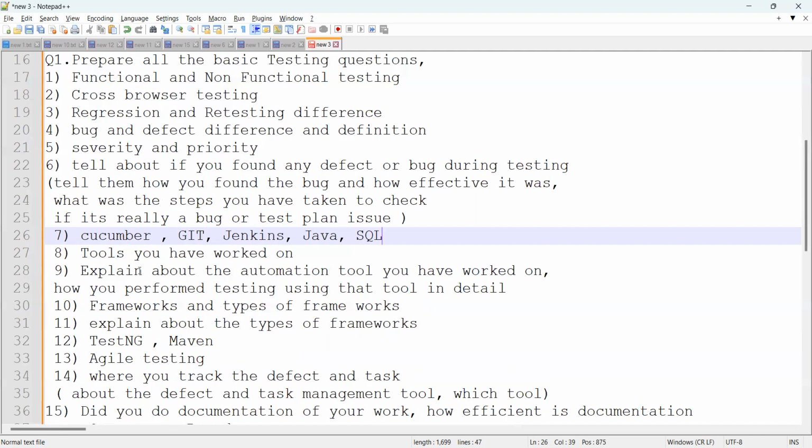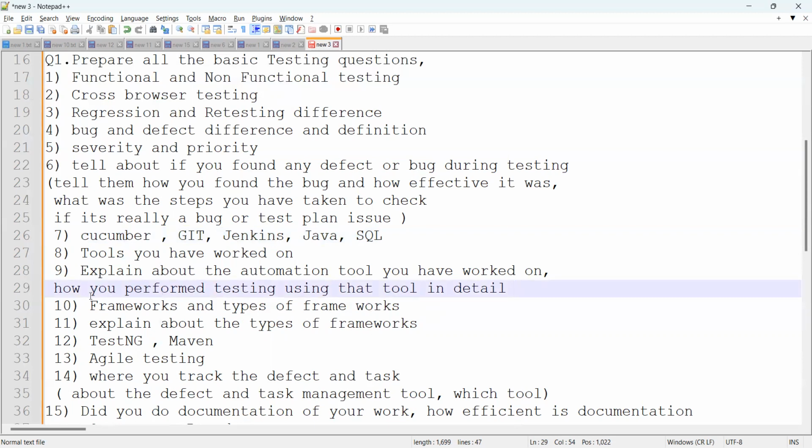In many cases they want you to write the structure of your framework, like what tools and technology you use. Have you used listeners, Extent report, Allure report, and Cucumber? What are the keywords that you have used in writing your tests? Have you used TestNG or JUnit and all those things? They might ask you about the automation.